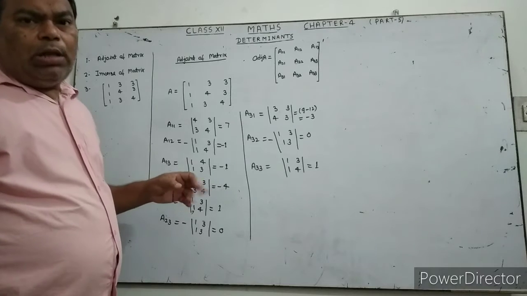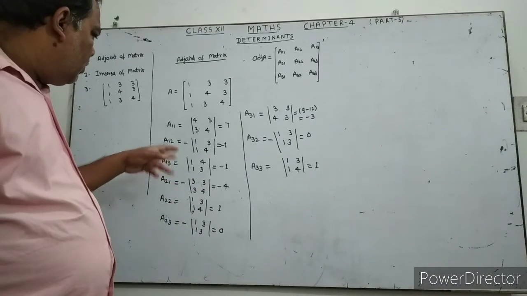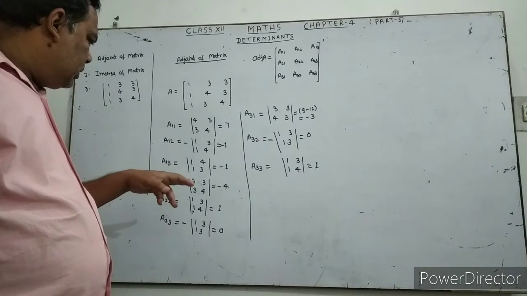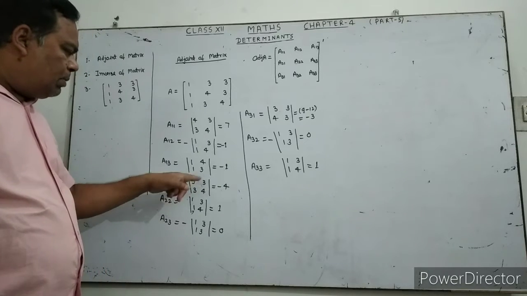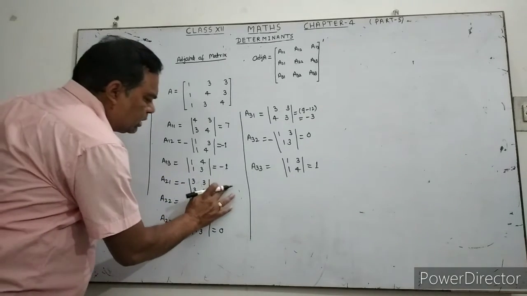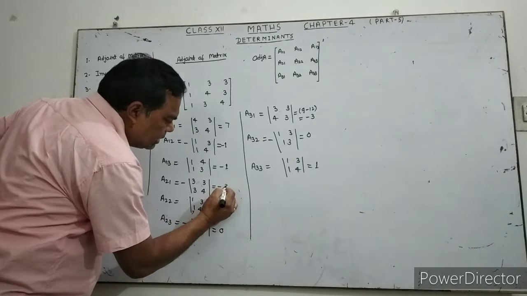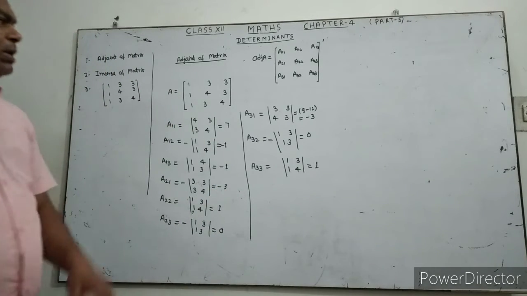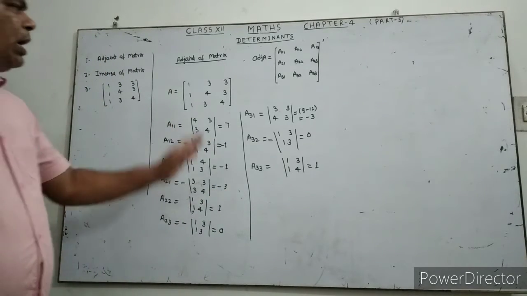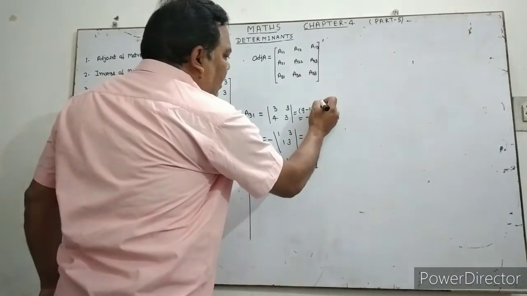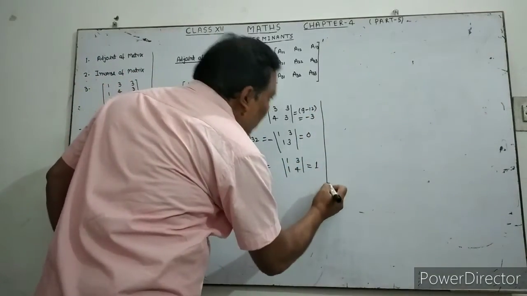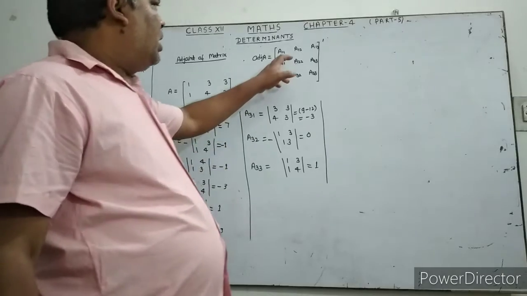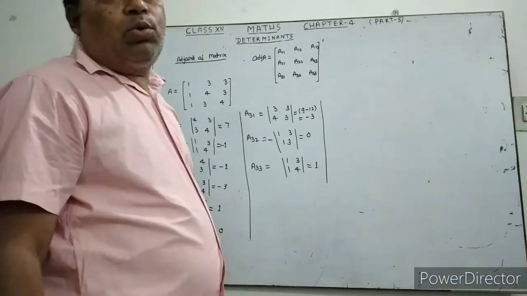Now we find all the cofactors. Now we check A11, A12, A13. This is A21: 12 minus 9, which is 3, and this is the minus. Understand? Now adjoint A. What is the formula for adjoint A? The transpose of the cofactor matrix.